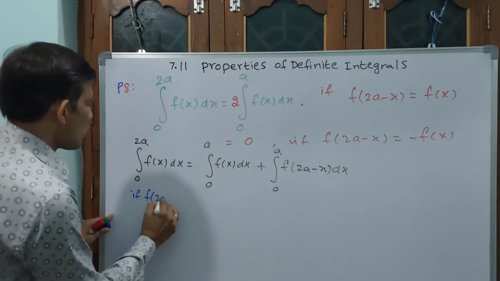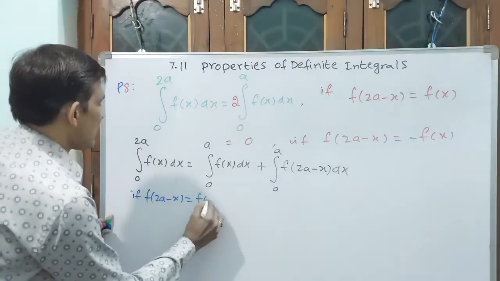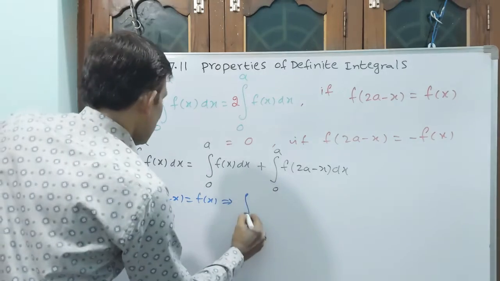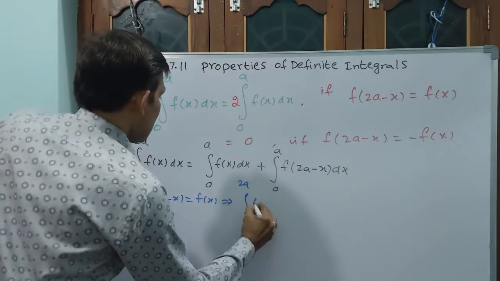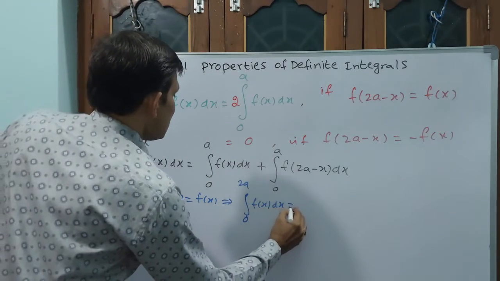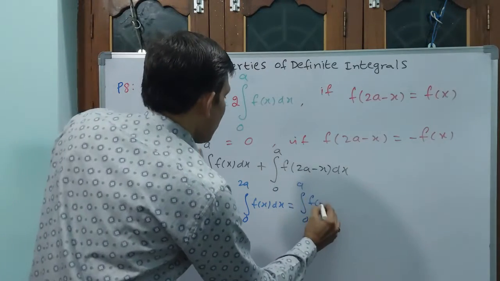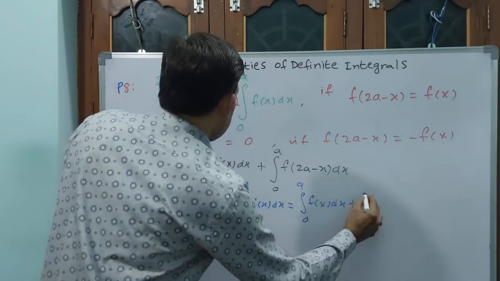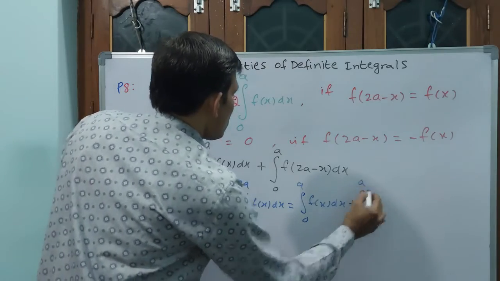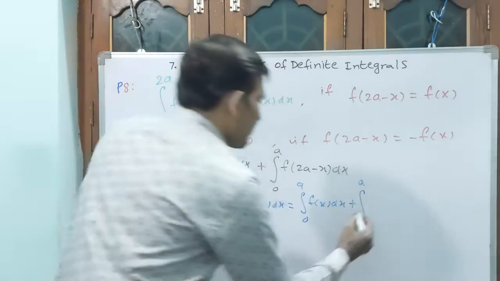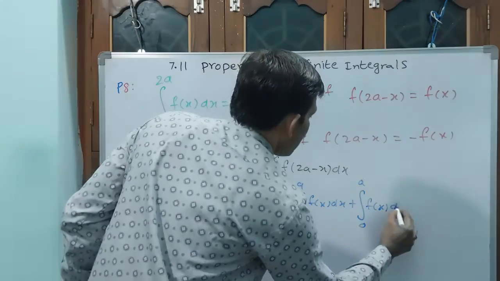If f of 2a minus x is equal to f of x, implies it is going to become like this. You see, integral 0 to 2a f of x dx is equal to integral 0 to a f of x dx plus integral 0 to a f of 2a minus x has become what? f of x. Then again you write f of x dx here.